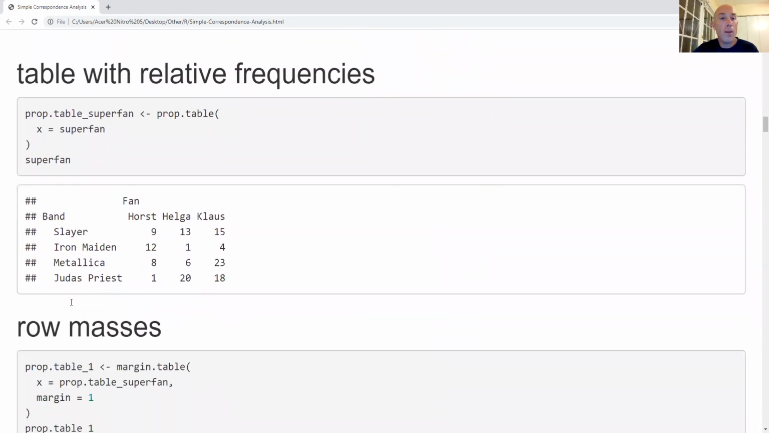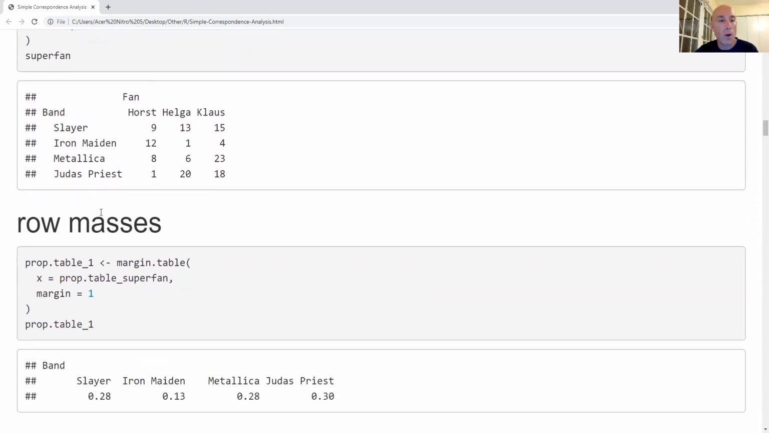All right, so now let's go ahead and get the proportional table. And I meant to print the table here. I made a mistake. Okay, but we'll just rock on.